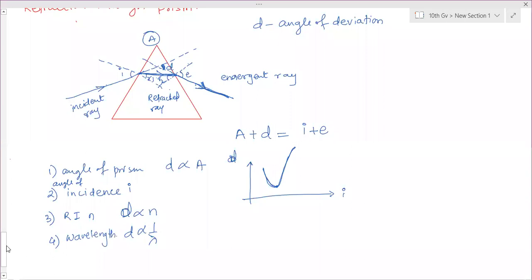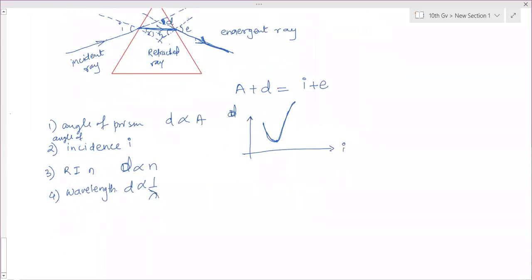Ma'am, what is the wavelength symbol called? Lambda. Lambda, last year you have learned. You have not learned last year? Ma'am, did we learn? Yes, we did, in the sound chapter. Oh, yeah, we did learn about that. Sound chapter: v is equal to n lambda.